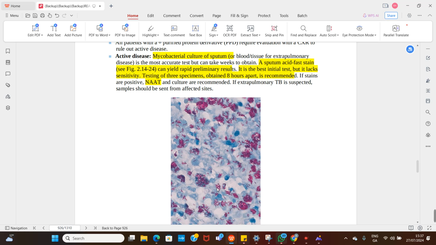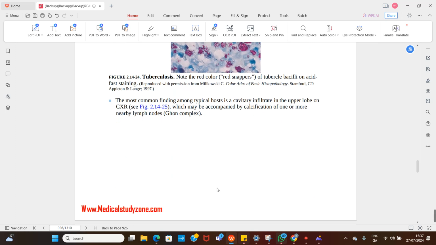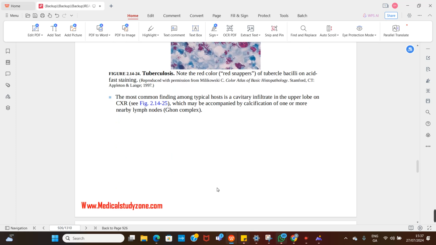If the person has extrapulmonary TB, you can biopsy the bone and you do the acid fast staining. You are still going to be seeing the same thing. So don't forget, 3 sputum for your acid fast stain, then obtain other specimen for your NAT and culture if your acid fast stain is positive. That's to confirm your active disease.